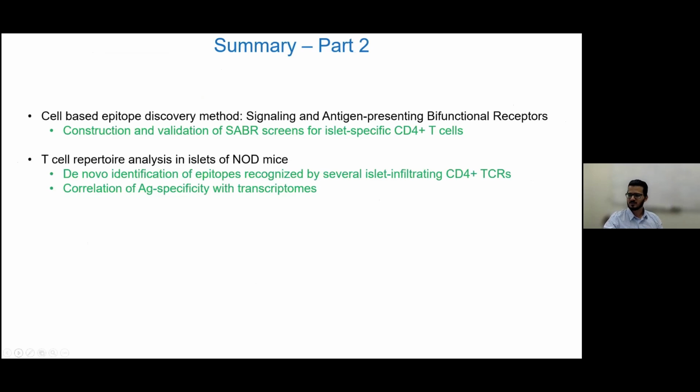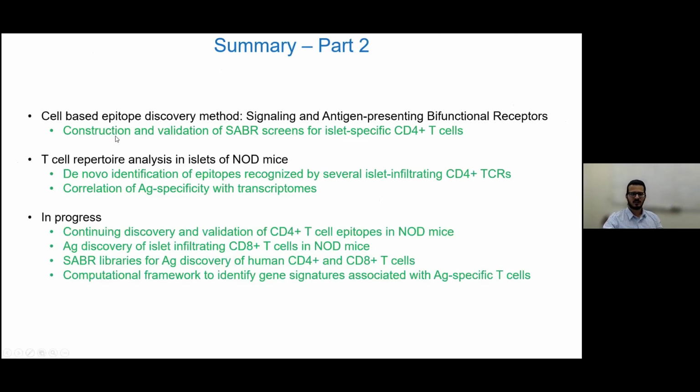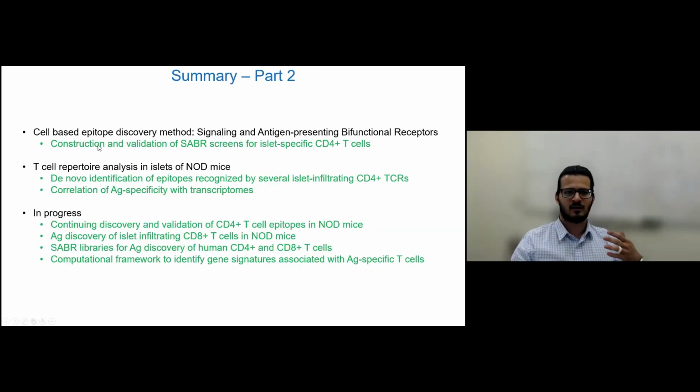So to summarize this part, we have a novel cell-based epitope discovery method that we have validated and are using for identifying the epitopes of islet-specific CD4 positive T cells in NOD mice. We are also developing this for human antigen discovery. Simultaneously, through the dkNET project, we are taking features of the TCR or T cell repertoires and looking at the signatures of clonally expanded or antigen-specific T cells.